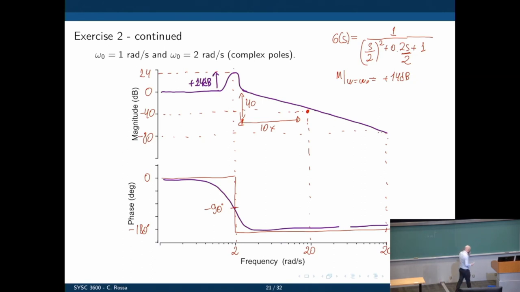Okay, so let me ask you one question. If you don't have questions for me, I have questions for you. We know that at 20 radians per second, the magnitude is negative 40 dB. We know that at 200, one decade further, the magnitude is negative 80 dB. What is the magnitude halfway through? What is halfway here? Is it 110? So if we look at 110 radians per second, what is the magnitude?